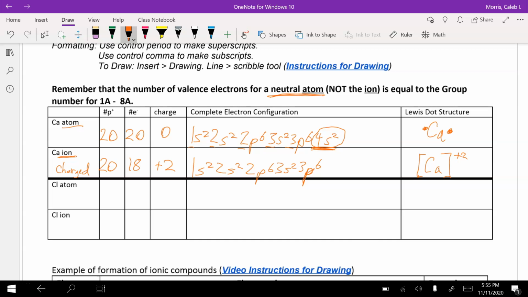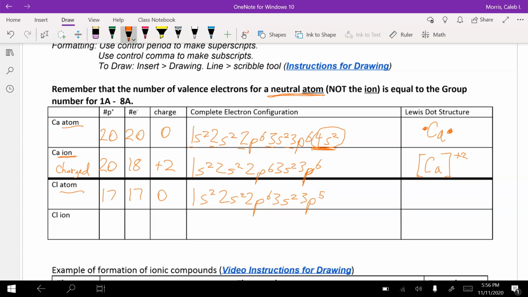Let's look at chlorine. It's on the other side of the periodic table. Chlorine has 17 protons. And if we're talking about the atom, the number of protons and electrons will be the same, so I have 17 electrons. The charge is going to be 0. It's neutral, so let's write the electron configuration for chlorine. It's going to be 1s2, 2s2, 2p6, 3s2, and then it's 3p5.